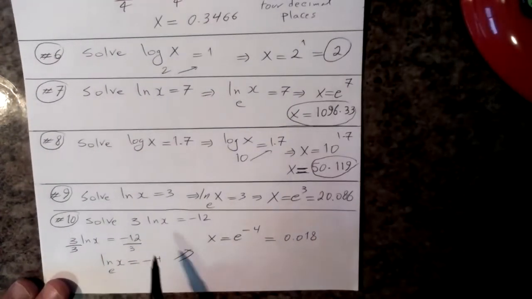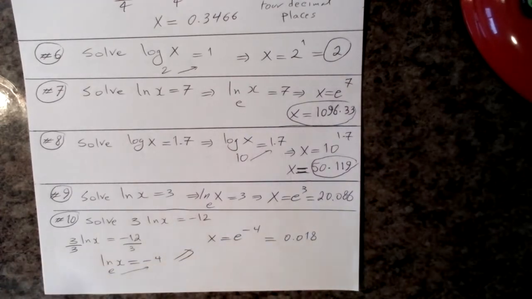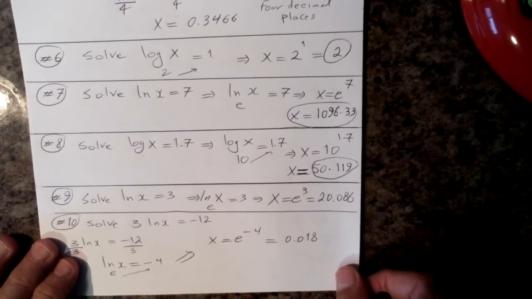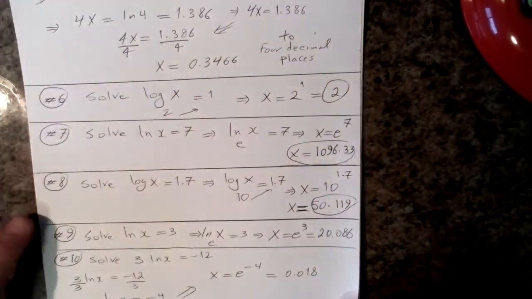This one, first we divide both sides by 3. And then x is e to the power of -4, which is that number. And remember, you could always pause the video if you want to copy or you want to read the problems one more time.